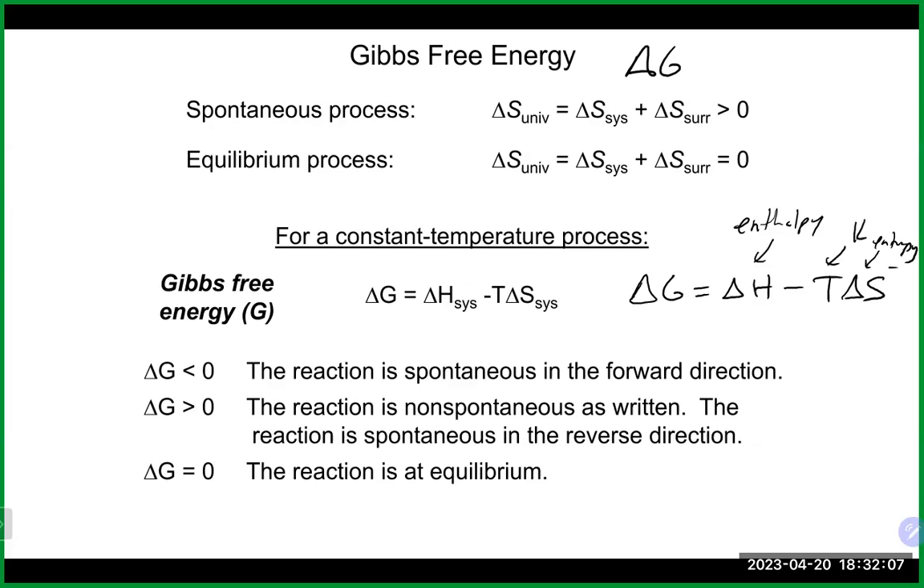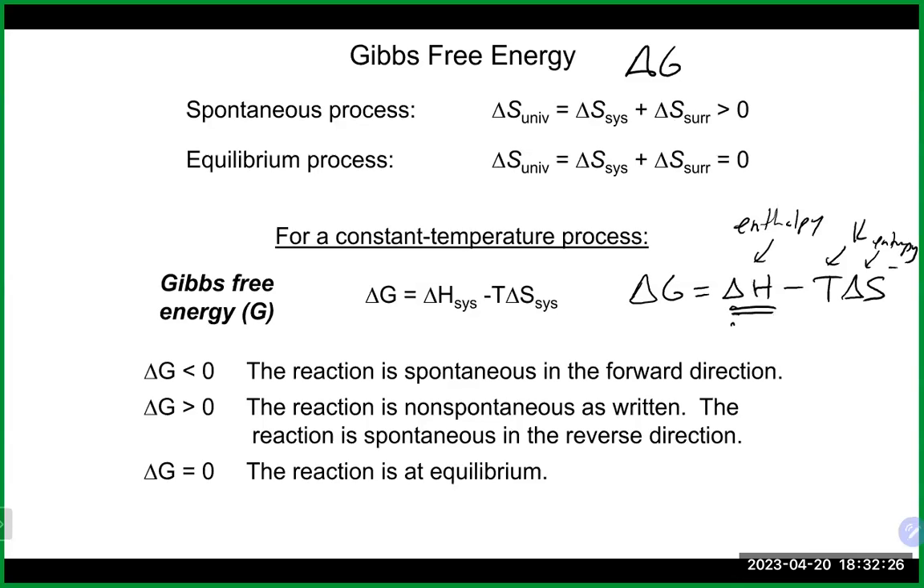And if you have a delta G that is equal to 0, then you have a system that is at equilibrium at that point. This is one of the equations I was talking about earlier, where you do have to be careful of units, because again, we have delta H and delta S involved here.